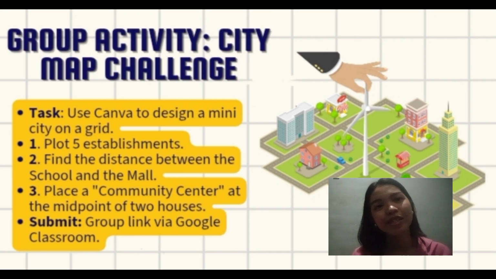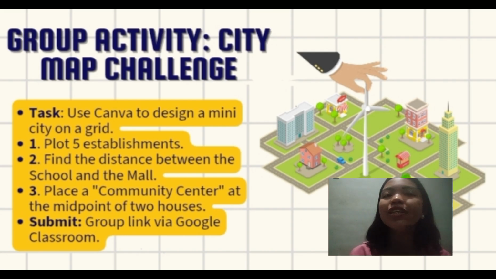Now let's proceed to our group activity, the City Map Challenge. Now it's time to put your collaborative hats on for our City Map Challenge. You are going to step into the shoes of urban planners. With this group activity, you will be using Canva to design a mini city directly on a coordinate grid system. And here are your specific goals.